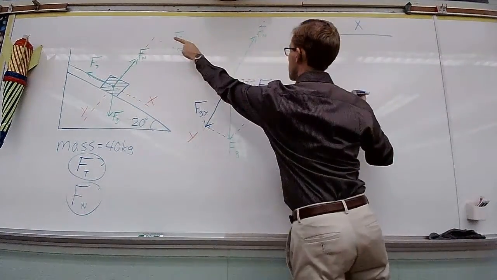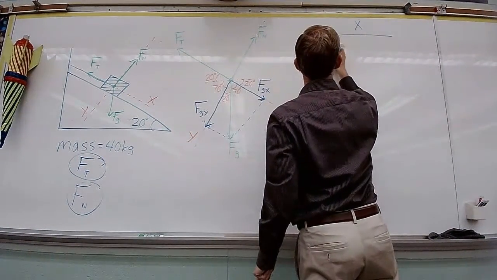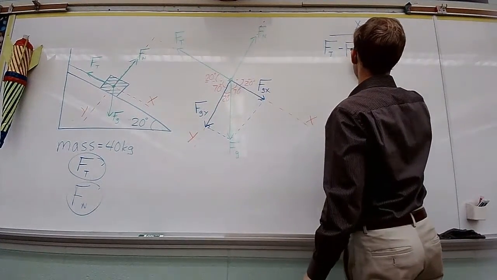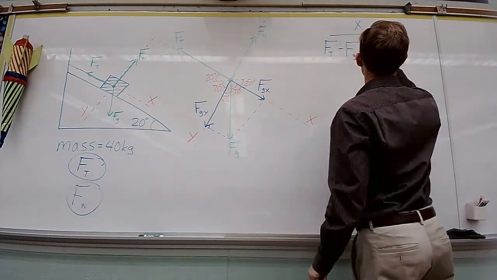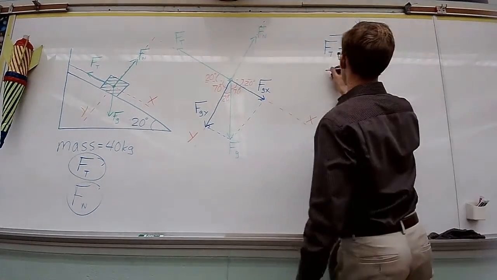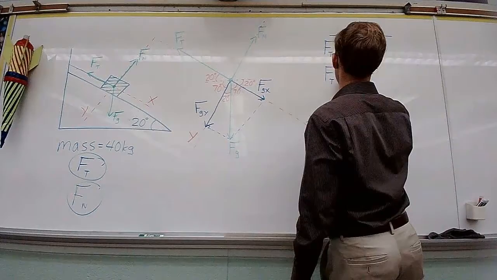Pulling up, we've got tension force. Pulling down, we've got gravity in the x direction. They're going opposite directions, that's why they're subtracted. It's equal to 0. Do you see how we're going to find tension force? Yes. Tension force is going to be equal to force of gravity in the x direction.